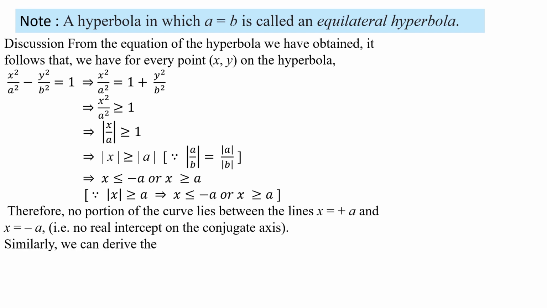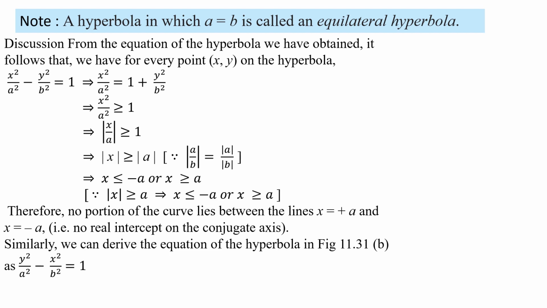Similarly, we can derive the equation of the hyperbola in figure 13.31b as y square by a square minus x square by b square is equal to 1.